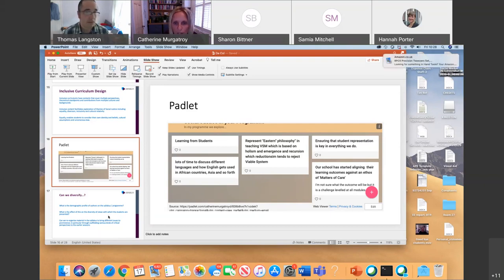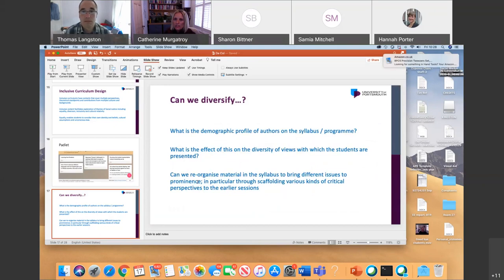Right. So can we diversify further about the content that we're delivering? What is the demographic profile of authors on our programmes? What is the effect of this on the diversity of views with which students are presented? Could we reorganise material in the syllabus to bring different issues to prominence, or use scaffolding to integrate various critical perspectives in relation to earlier sessions? So could we be saying later into the module, let's have a look at the materials that we've been looking at. What are we noticing about this? What perspectives are missing? What does this tell us about our disciplines? What does this tell us about equality and diversity?